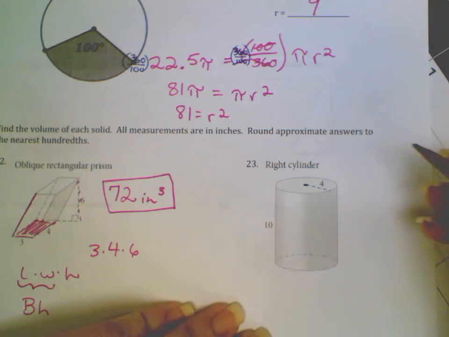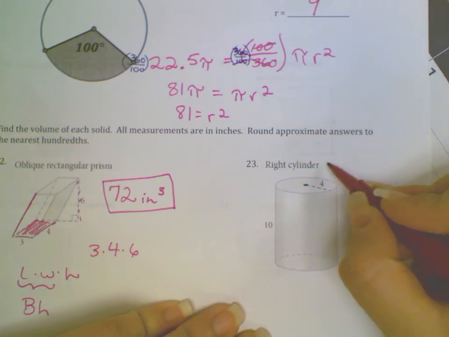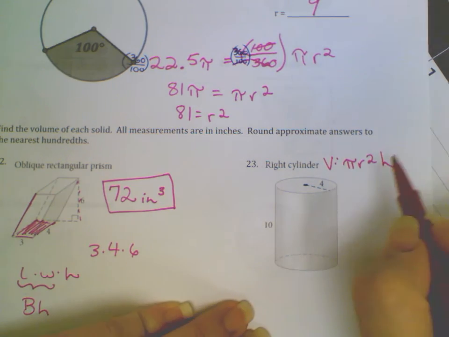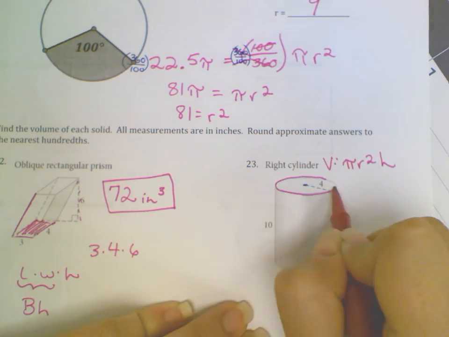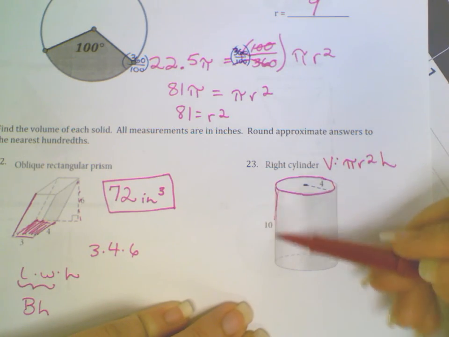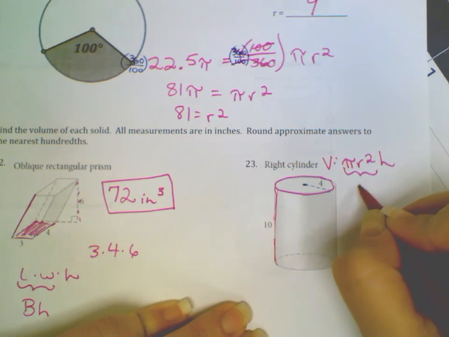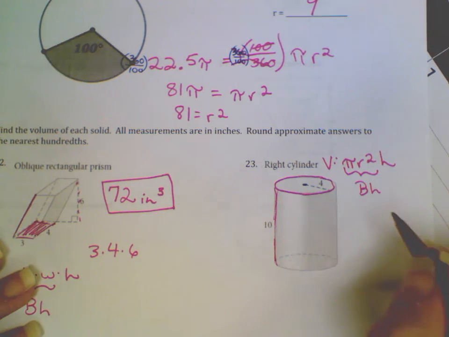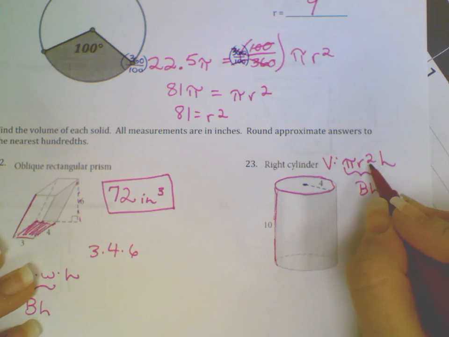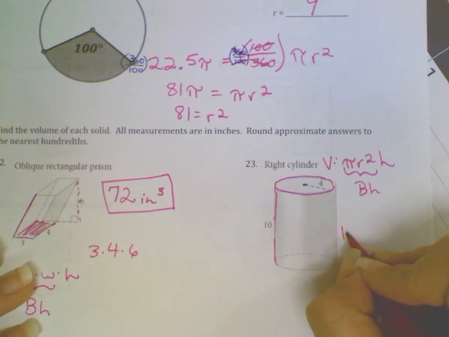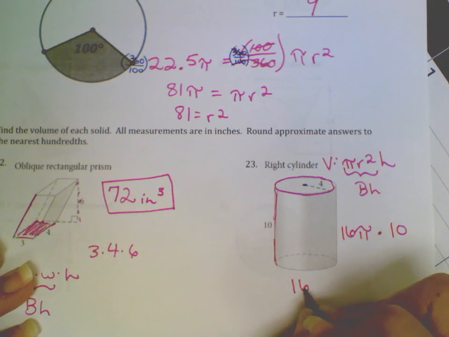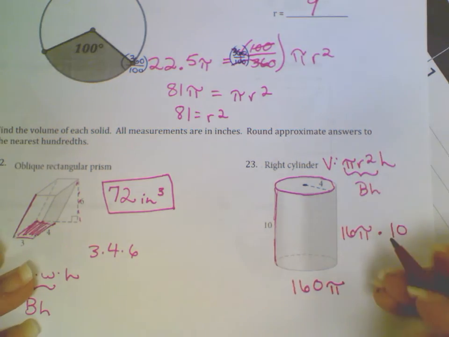Number 23. We are going to do the volume formula for a cylinder, which is pi r squared times the height. Pi r squared being the area of the base times the height. So this is technically also area of the base times the height. All we need to do now is plug in what we know. They tell us that the radius is 4, so we can say 4 squared, if we plug it in here, gives us 16 pi times the height, which is 10. So we should get 160 pi inches cubed.